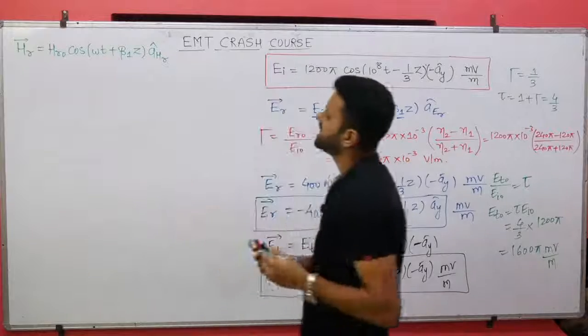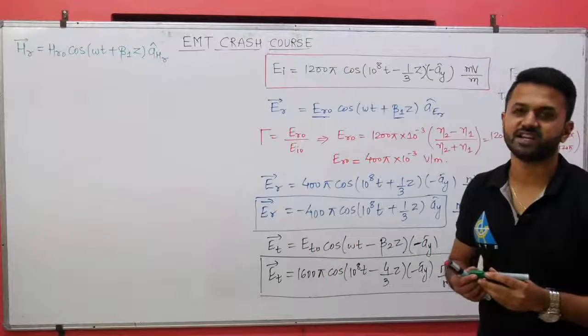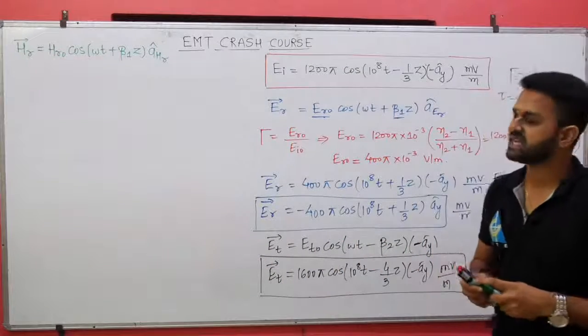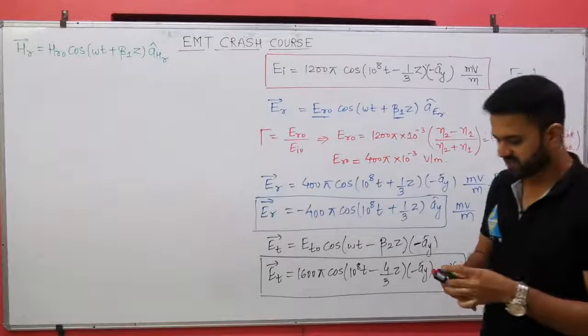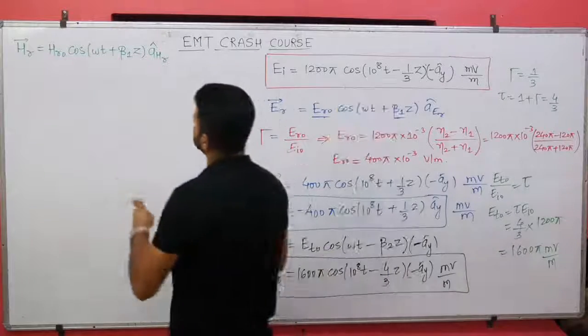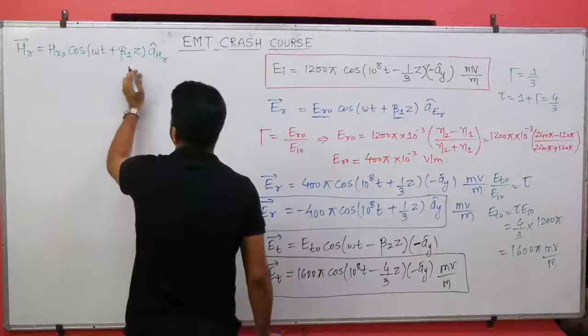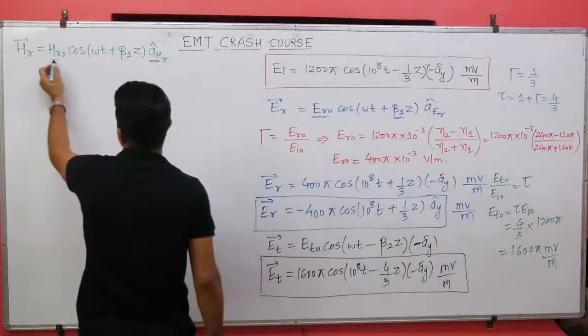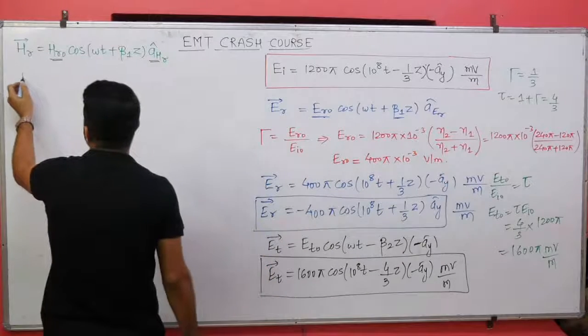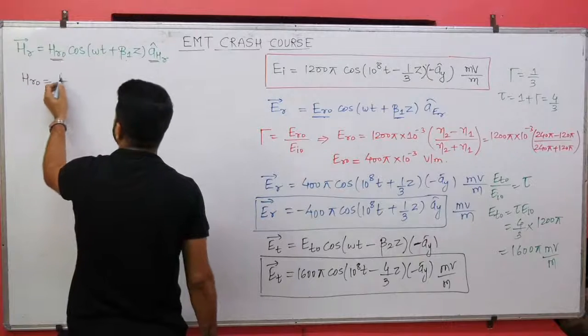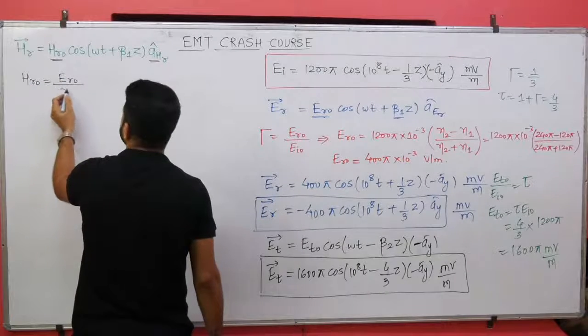Because we are writing the reflected field, it will be traveling in the negative Z direction, and here we have to find only two parameters. The omega we know, beta 1 we know, we have to find the direction of the magnetic field and the peak value of the magnetic field. The peak value of the magnetic field can be calculated by ER naught divided by eta 1.